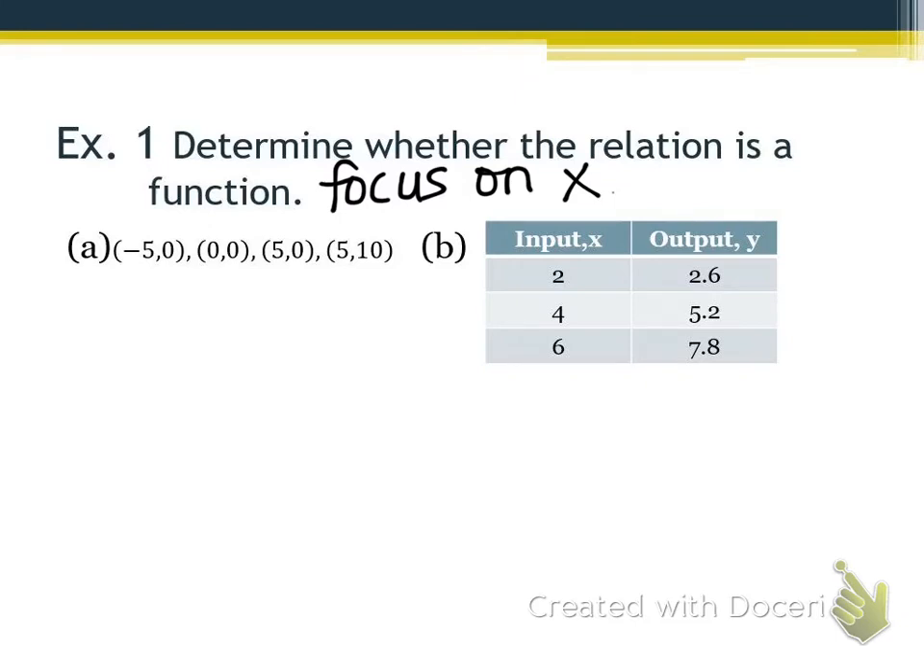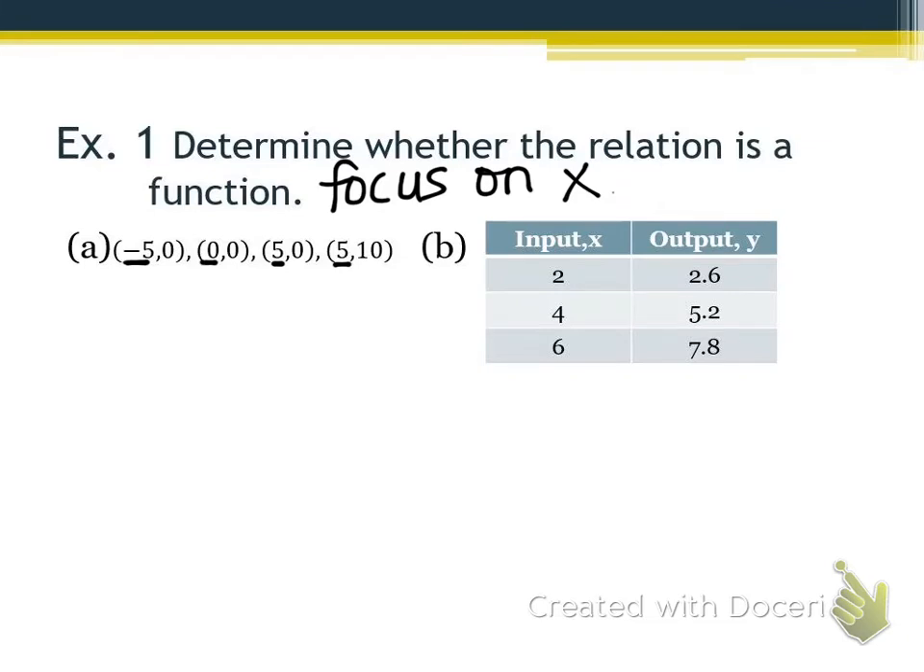So let's start by looking at our inputs. Looking at letter A, we're given 4 ordered pairs. So Joshua Webster, what are the input values of those ordered pairs? Letter A: -5, 0, 5, and 5. Good. We have a -5, a 0, a 5, and a 5. Because remember, our input is our x values. Now, the question is, do any of those input values repeat? Yes. Which one is there twice? 5. So, if one of our input values repeats, we have to actually stop and think for a minute.